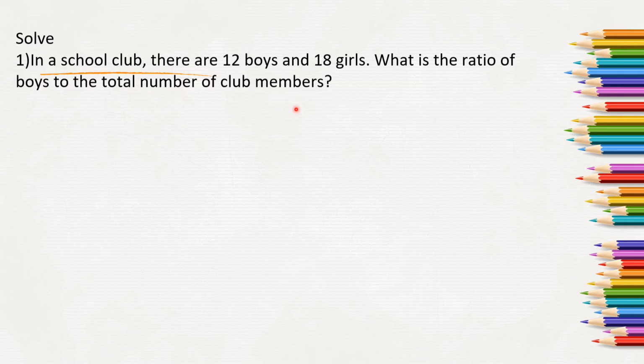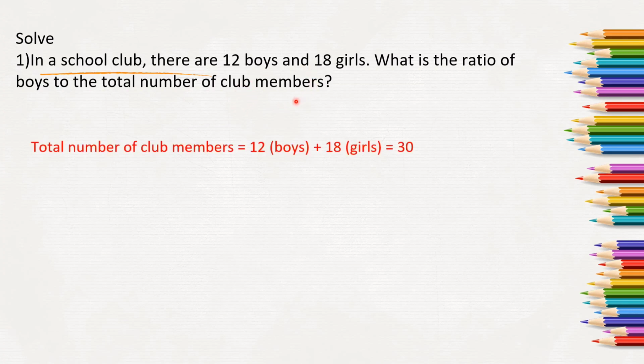So here we can simply add the number of girls and boys together to find out the number of club members. So 12 plus 18 is 30. Total number of club members: 12 boys and 18 girls. So the total number of club members is 30. Here we got to know the total number of club members. Now we need to express the ratio of boys to that total, right?